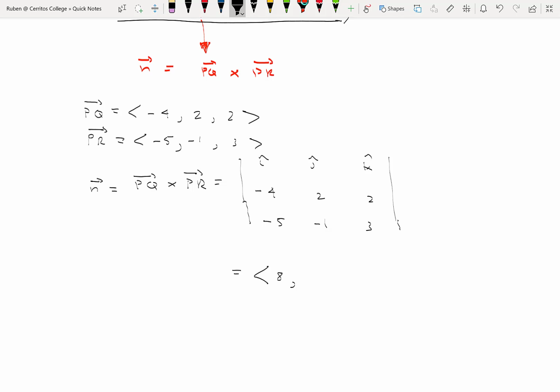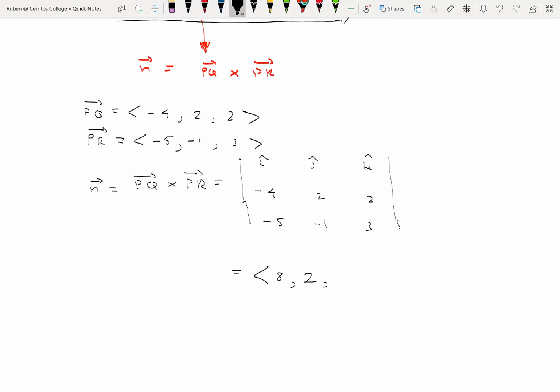Then I cover the second column and take the determinant of the numbers that remain. So -4 times 3 is -12. Take away -5 times 2, so plus 10. -12 plus 10 is 2. But remember, -2, because we changed the sign of the middle component on the cross.